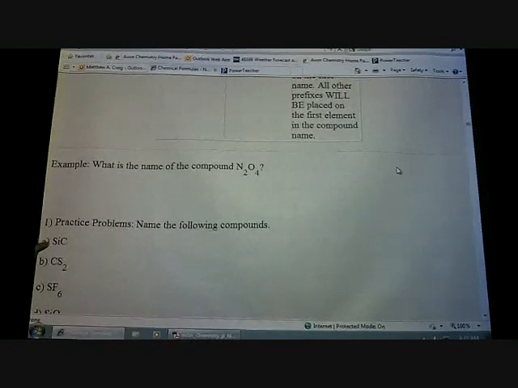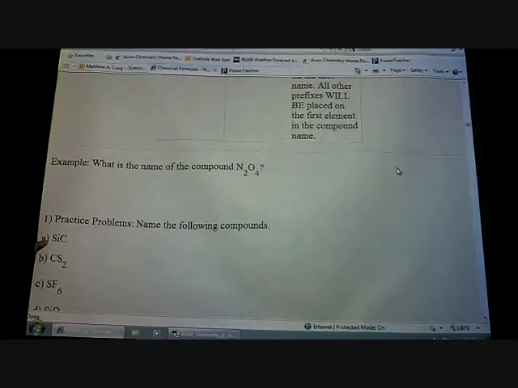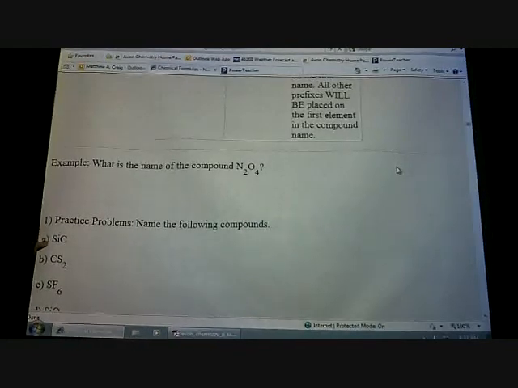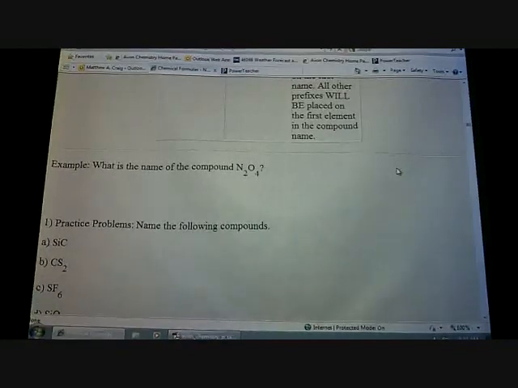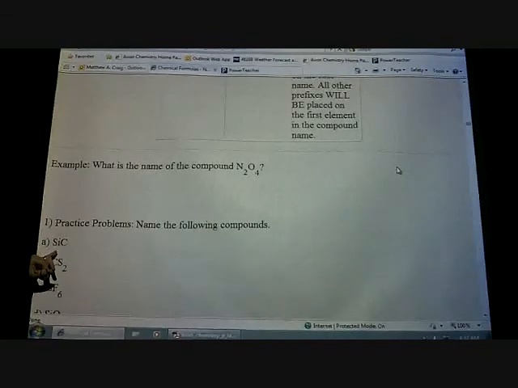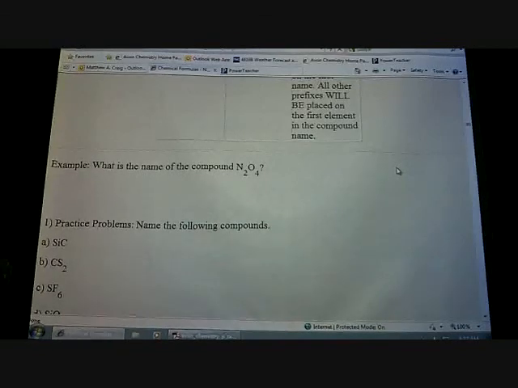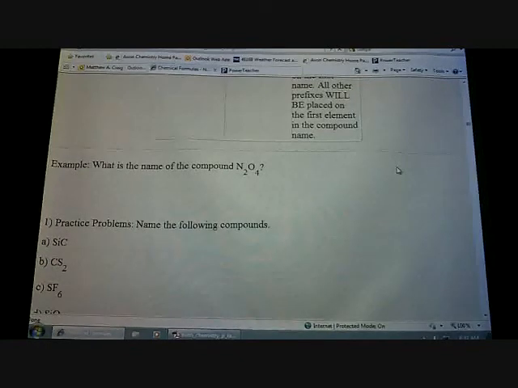What's A? What's Si? Silicon? Or silicone? I don't care how you say it. And then, since there's only one of those, we're not going to say monosilicon, just silicon. And then what's the second thing here? Mono. We'll drop the un and add ide. Carbide. So silicon monocarbide. Sounds manly, doesn't it? Silicon monocarbide.